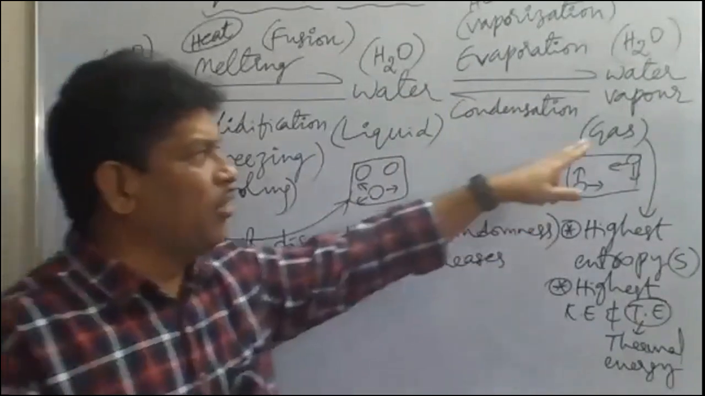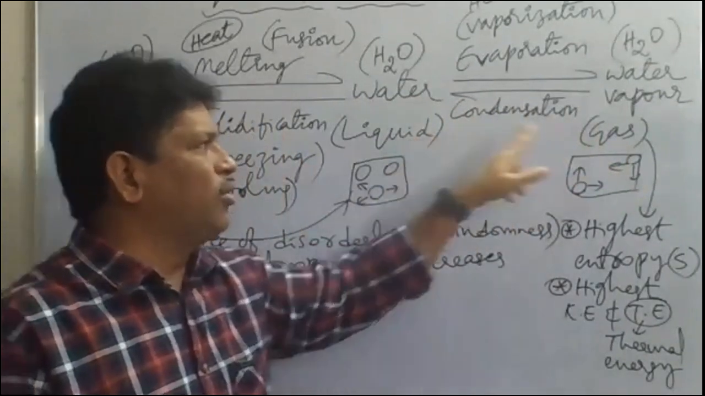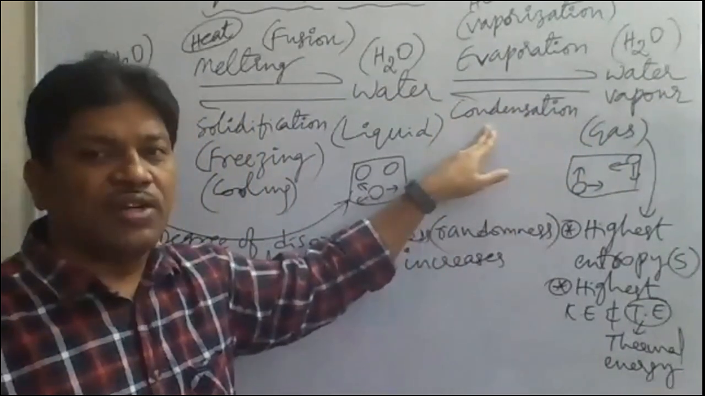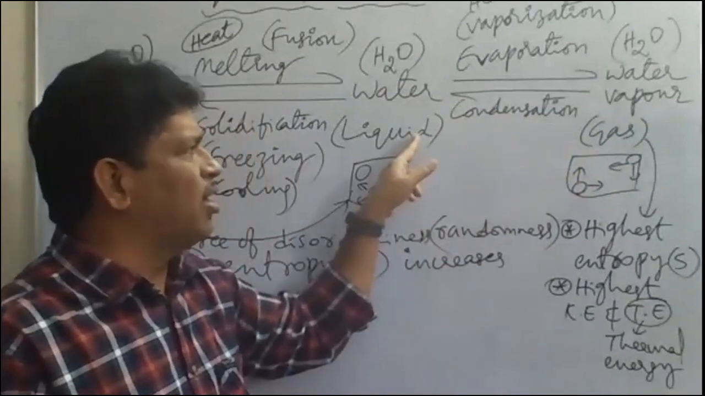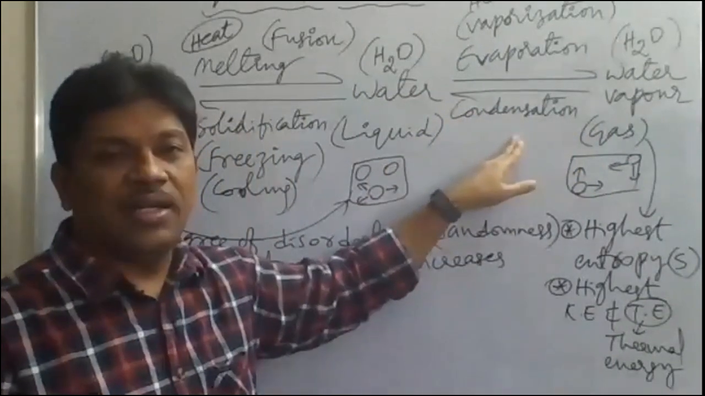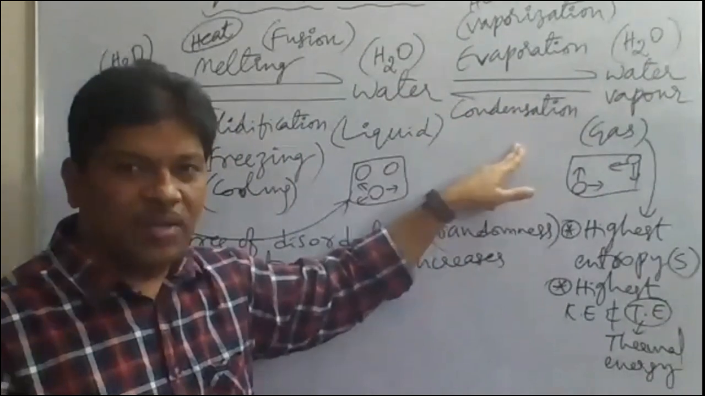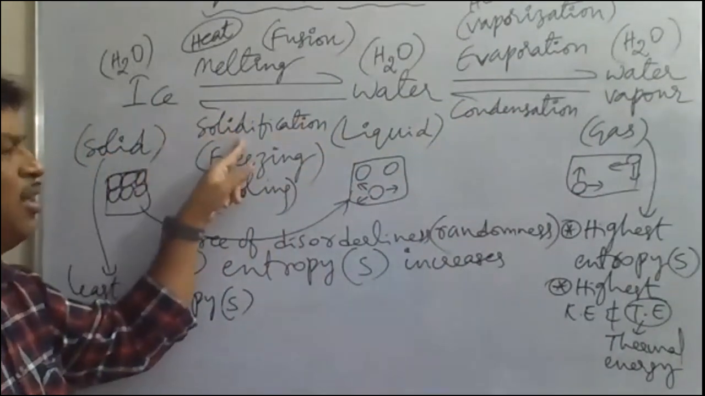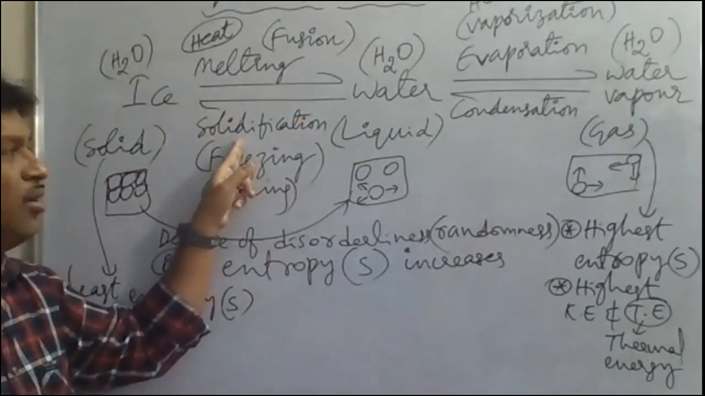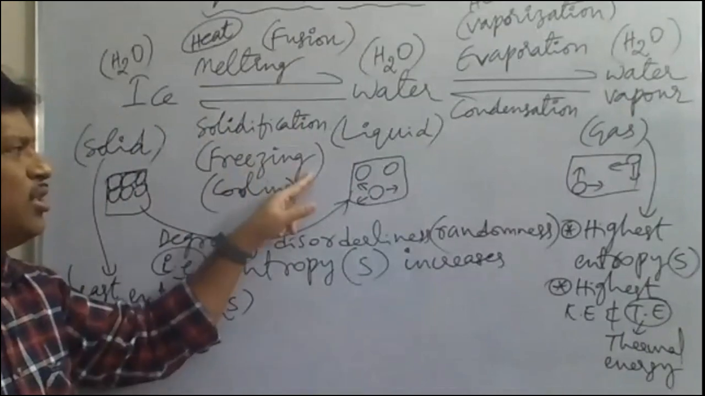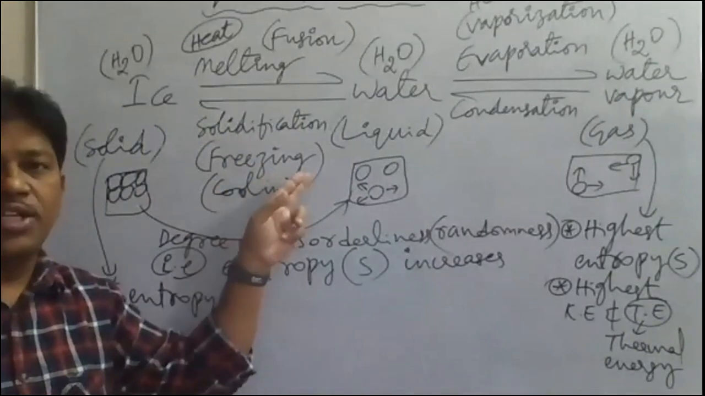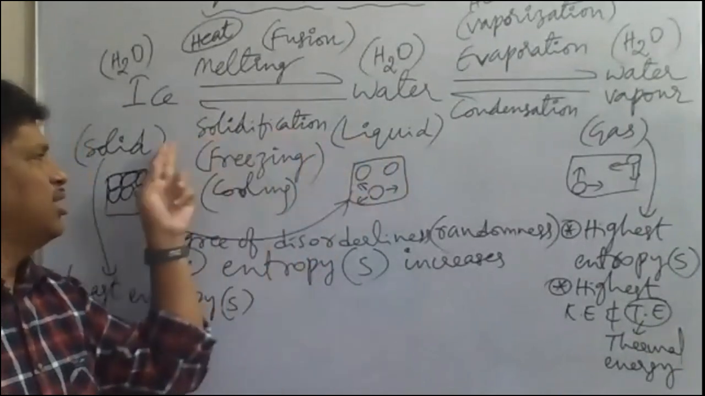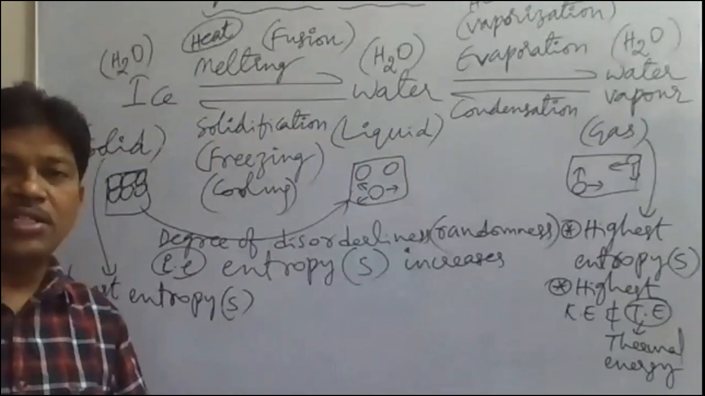Okay. So next, if you convert the gas into liquid, that process is called condensation. And the temperature at which the gas changes into liquid is called the condensation point, or condensation temperature. And next, the temperature at which liquid changes into solid is called the temperature of solidification, or we say freezing point. The freezing temperature is the particular temperature at which the liquid changes into solid. So all these temperatures we have to remember.